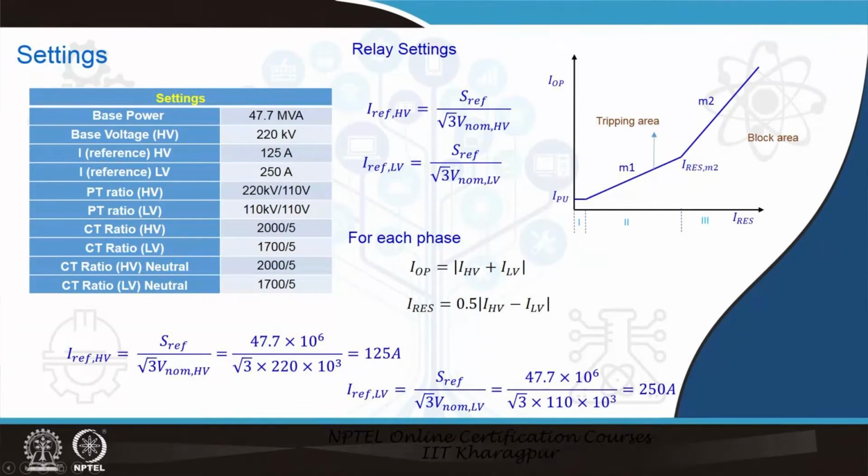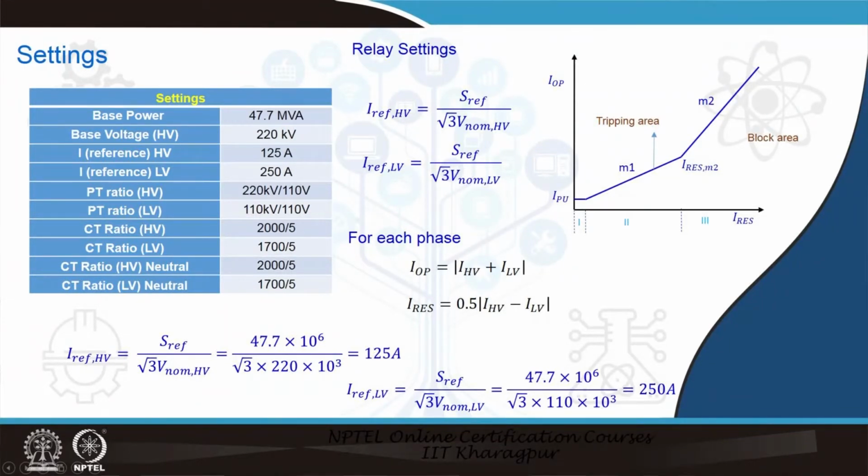So, in the settings we need to fix this IPU, this M1 and M2, and also the junction points, the crossing points I restrain M2 and I restrain M1. The reference current on the high voltage side is based on the MVA rating of the transformer divided by root 3 times V nominal, the rated high voltage side voltage, and the low voltage side reference current is taken from the MVA rating of the transformer divided by root 3 times the nominal voltage of the low voltage side.